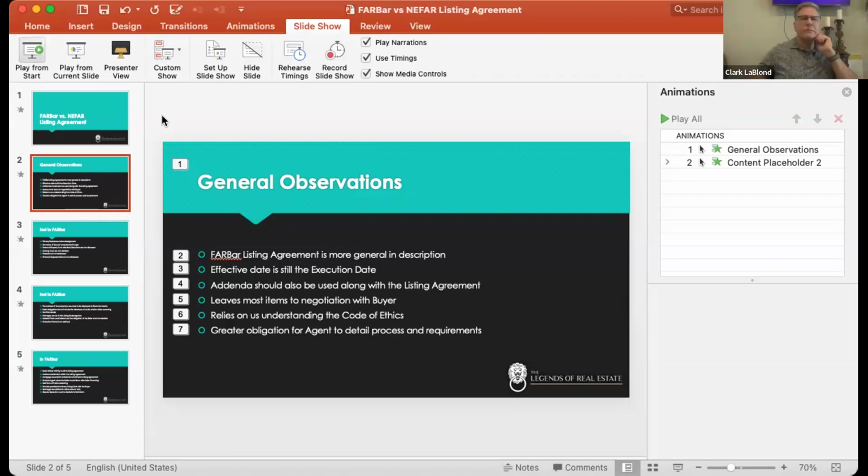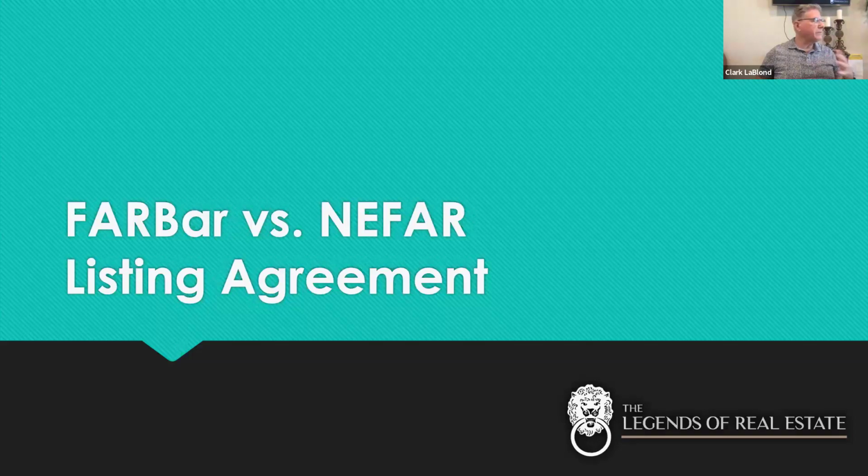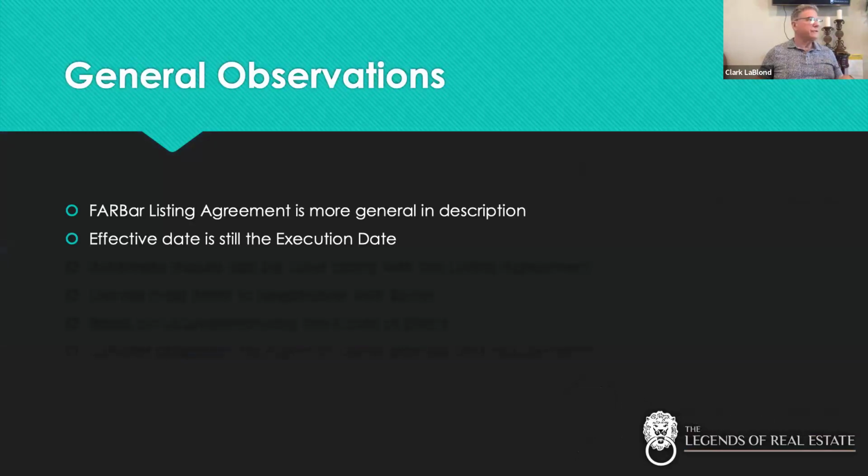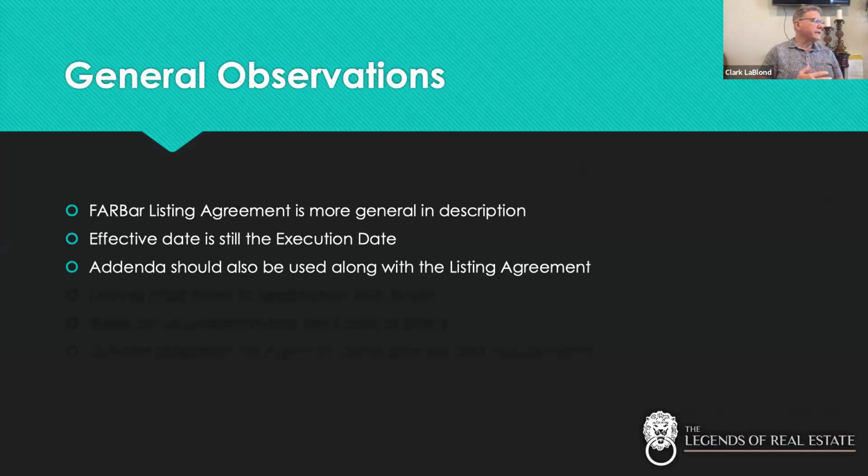So just as a couple of observations from this, what I'm seeing is that this listing agreement tends to be a much more general, broad-based listing agreement. The execution date will be the effective date, so that's consistent. The addenda should be used, so those 28 or 29 different addenda that currently exist, you should use those as part of the listing. Similar to what we do now with the NEFAR purchase listing agreement, we use the homeowners association disclosure, the CD disclosure.